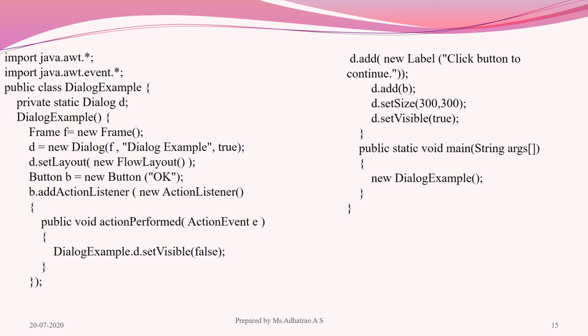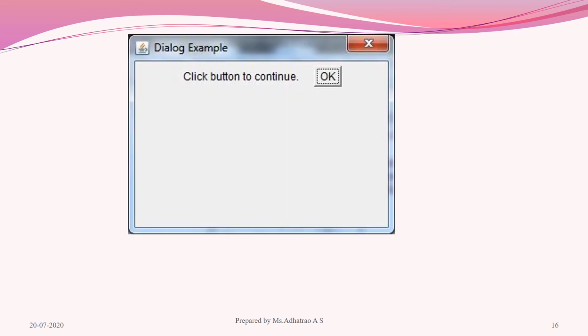So when I run this program, as shown, one window appears and the dialog box appears. When I click on my OK button, some action is performed. So this is the example of my dialog box.